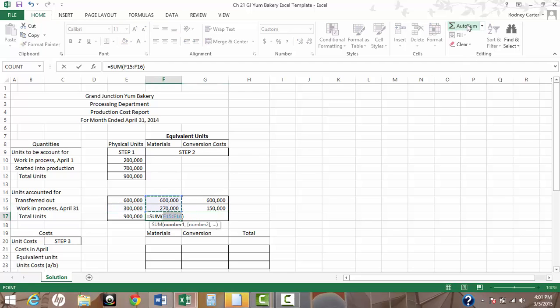Now here, if I total up the 600,000 and the 270,000 units, it gives me the equivalent units for each cost as shown here.